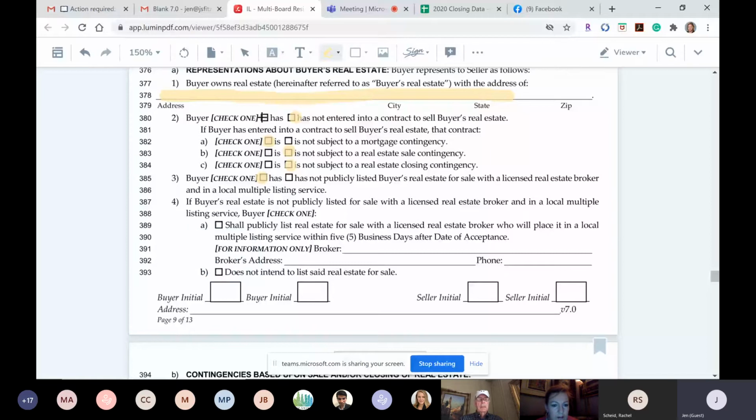So you either have it in a contract. If you haven't had it in a contract, then number 3, you at least have it listed. And if it's not listed, hopefully it will be listed today because you're going to get that listing, okay?